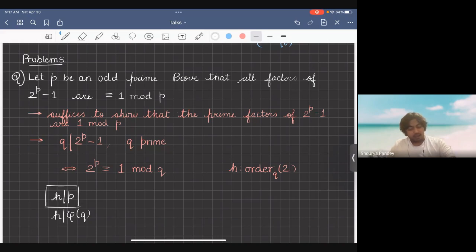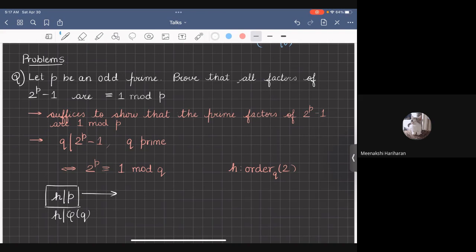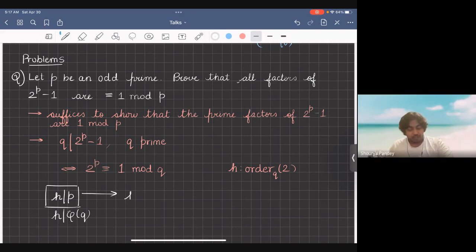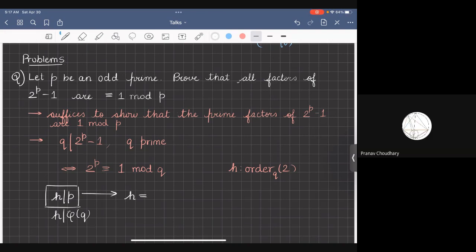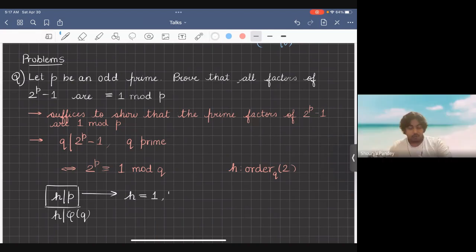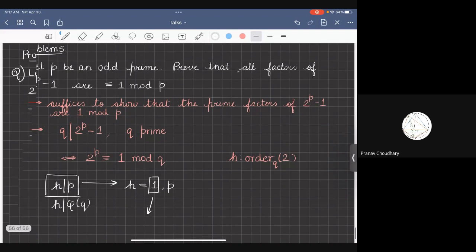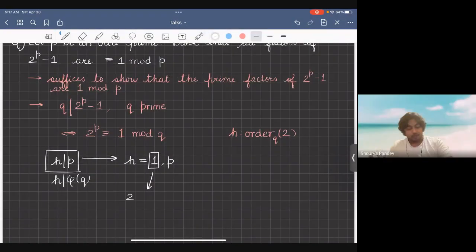So remember that p is an odd prime. So what are the factors of a prime? One and itself. So what can H be? Oh, it can only be p. 1 or p, but why is it not 1? Because 2 is not congruent to 1 mod q. Yeah, 2 to the 1 is not 1 mod q. That's impossible, because otherwise q is a factor of 1, but q is prime.